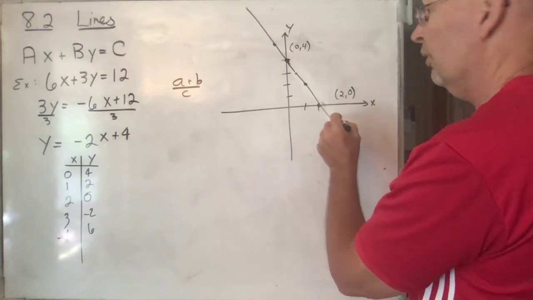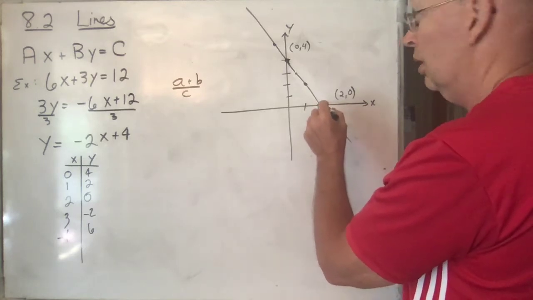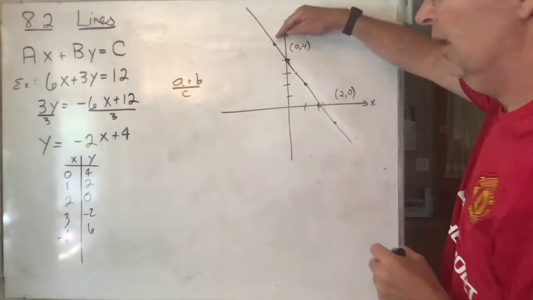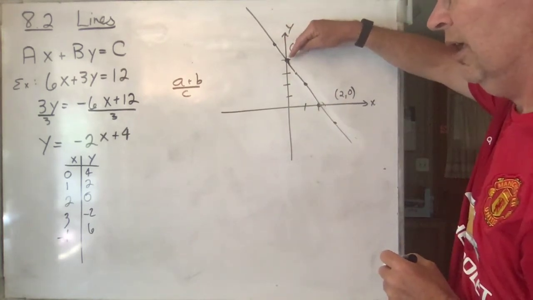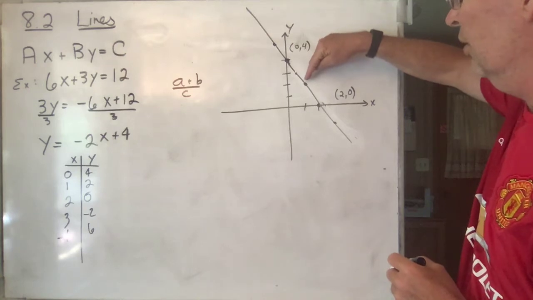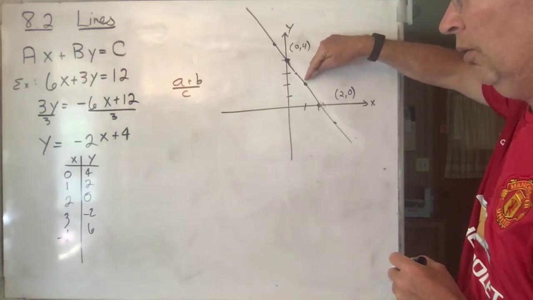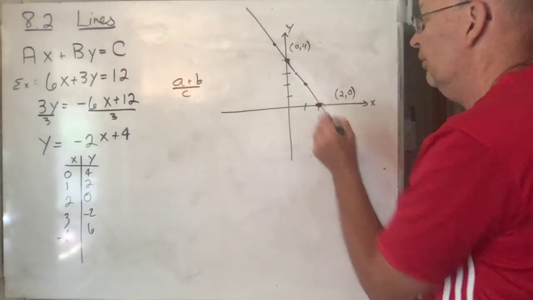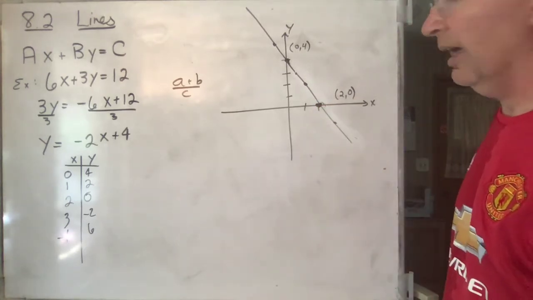X is negative 1, x is 0, x is 1, 2, and 3, yeah. Okay, there we got them all. Okay, so they all line up, form a line.